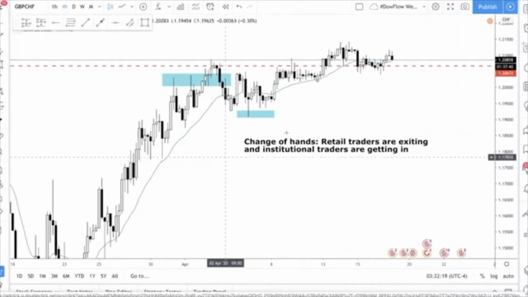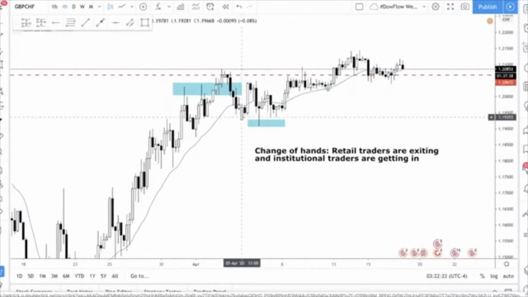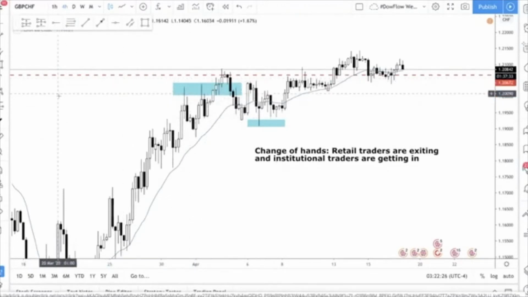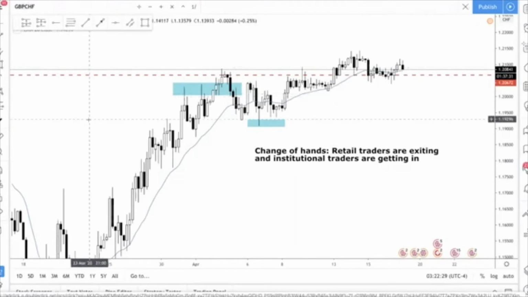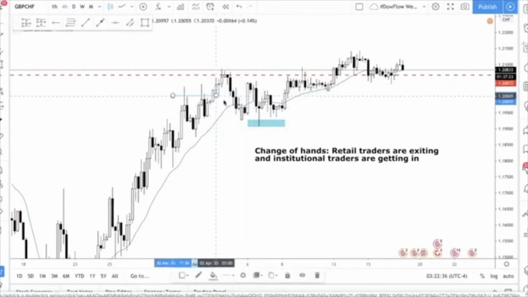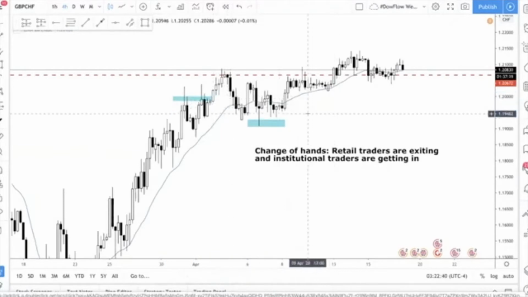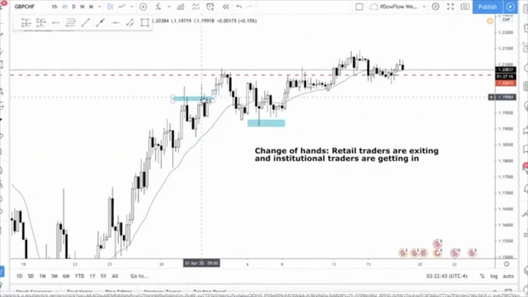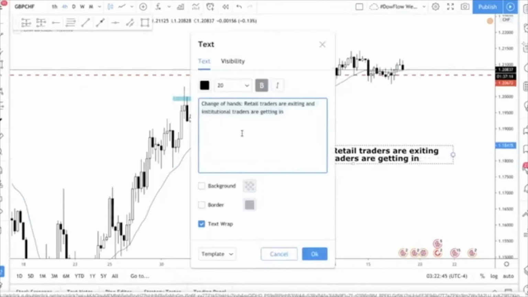So let's go into how you identify this change of hands. Right now I have a chart here. This is GBPCHF, and we are on the H4 time frame. A good question to ask yourself when you're trying to identify this change of hands is: where does the average Joe put their stop loss? That's a very powerful question. So let me write it down for you. Where does the average Joe put their stop loss?